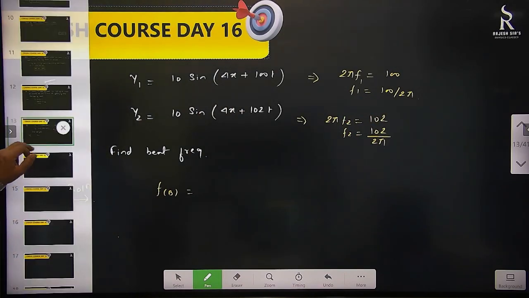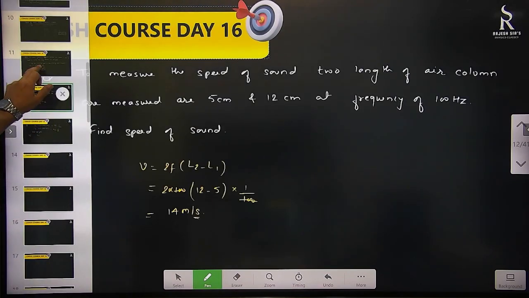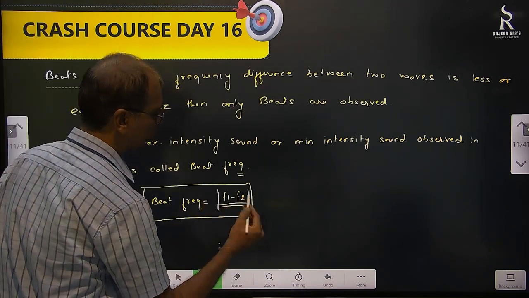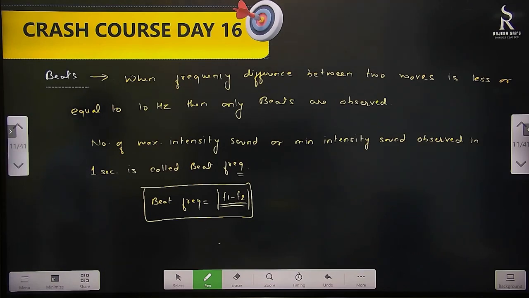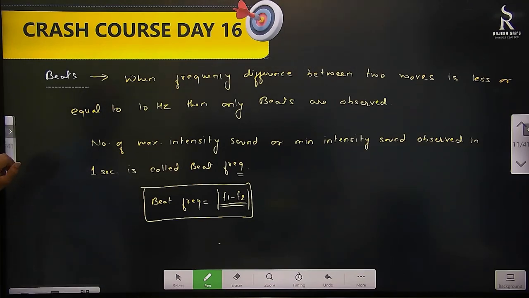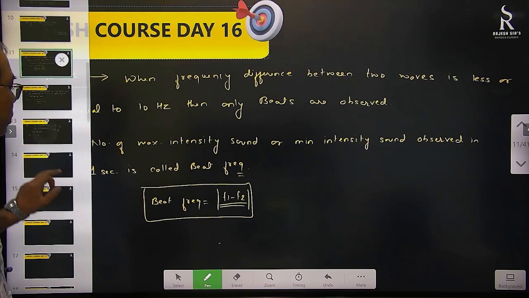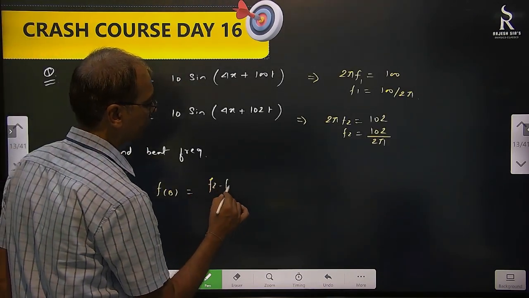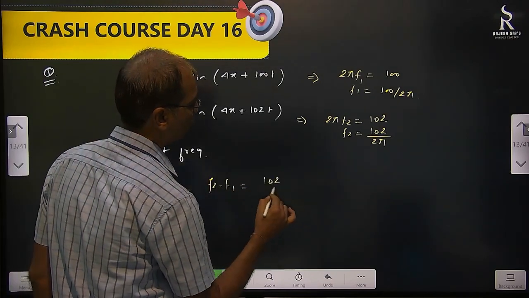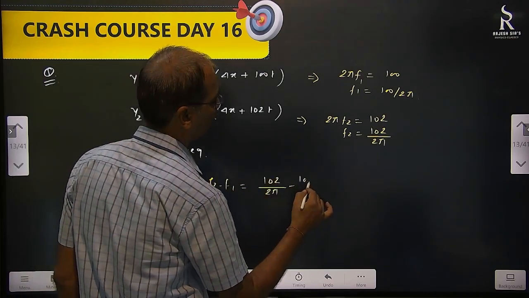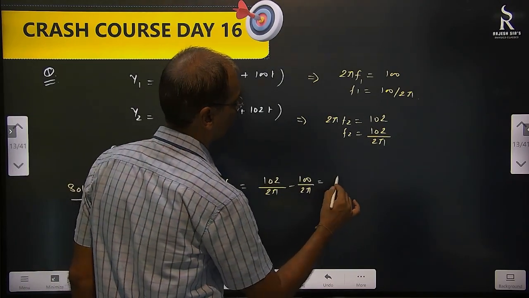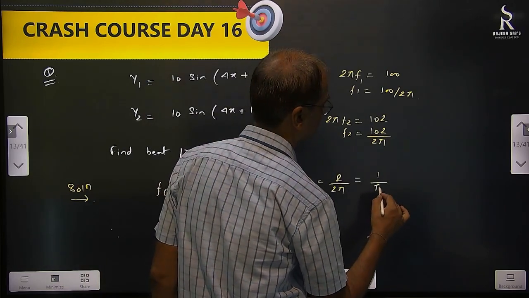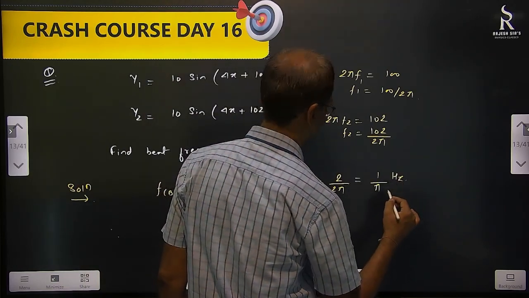Here I will be putting this into mod. f1 minus f2 cannot be negative. So here we will do f2 minus f1: 102 by 2 pi minus 100 by 2 pi, that is 2 by 2 pi, that is 1 by pi hertz. This is the beat frequency.